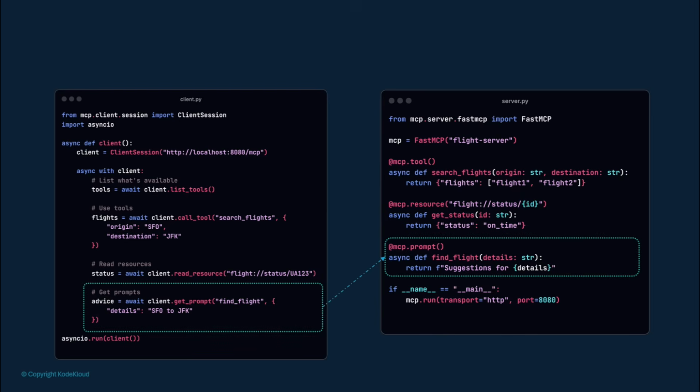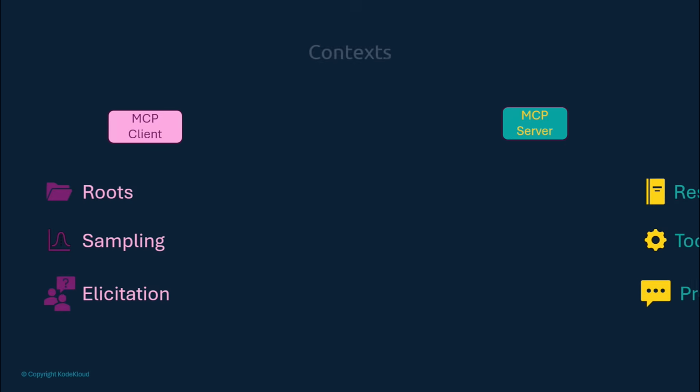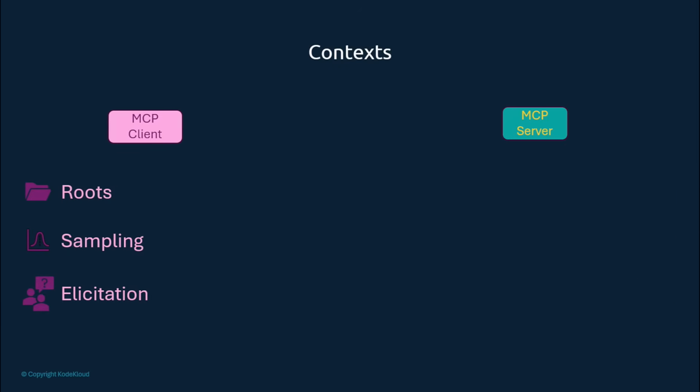Now let's understand a little bit more detail about the client. So we had learned that on the server side we have features like resources, tools, and prompts. Similarly, on the client side we have a few features as well, such as roots, sampling, and elicitation. It's important to understand what these are before we proceed. But before that, we're going to look at something more important, and that's called the context.